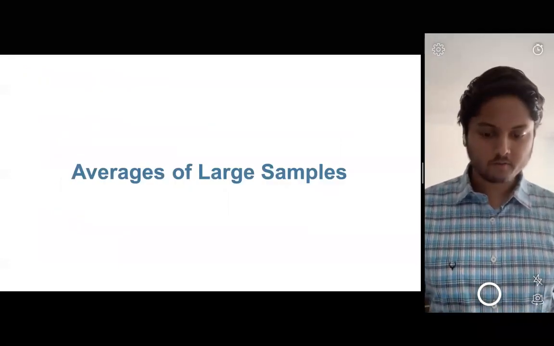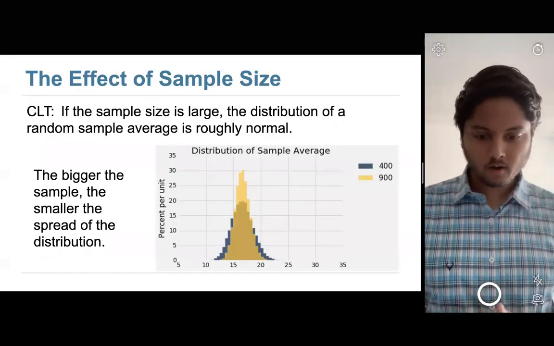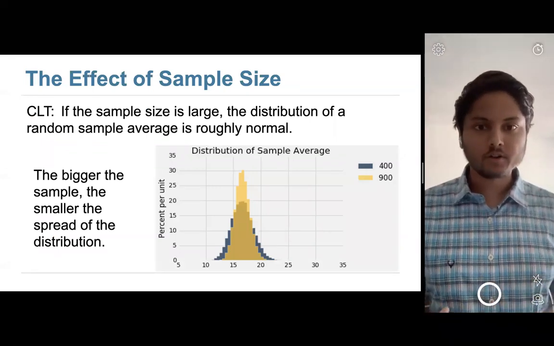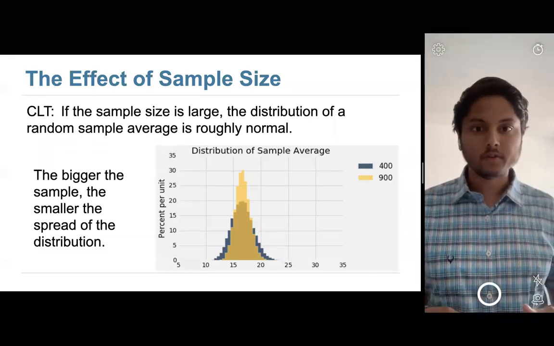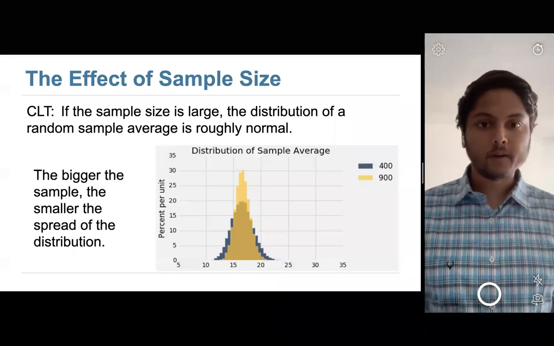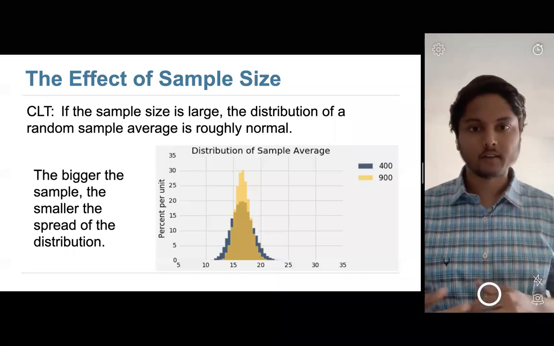So firstly, to review averages of large samples. We talked about how the central limit theorem basically says if your sample size is large, then the distribution of the average of your sample is roughly normal. And again, that distinction is really clear. Your population data itself could look like anything. It doesn't have to look normal.